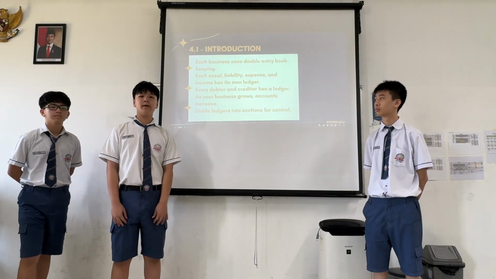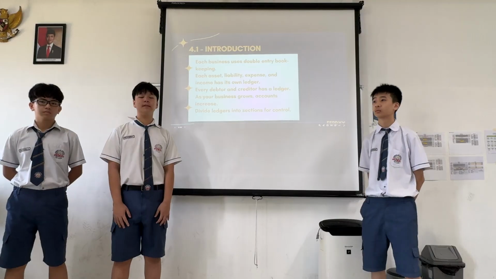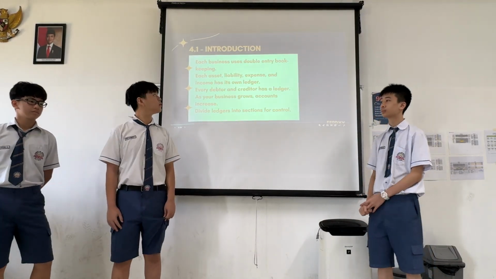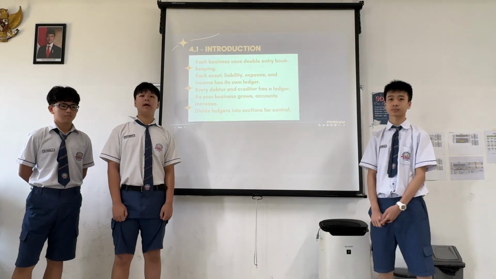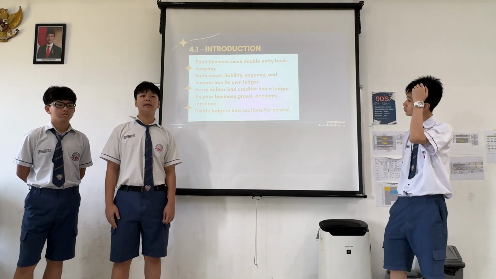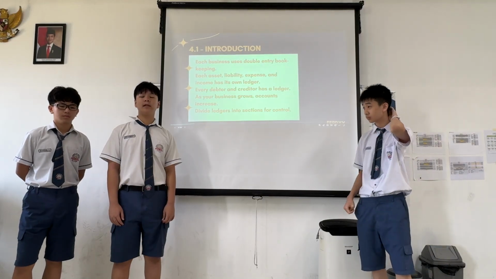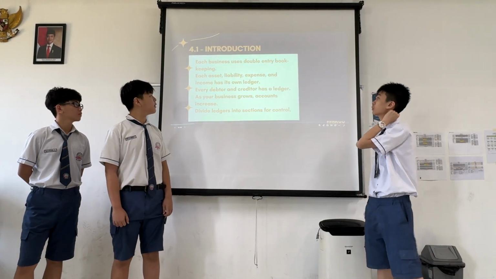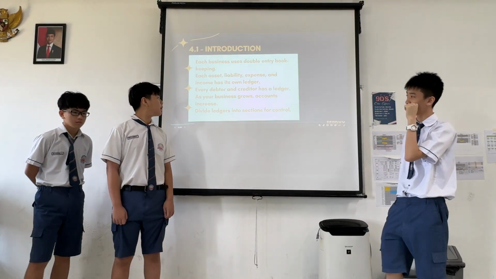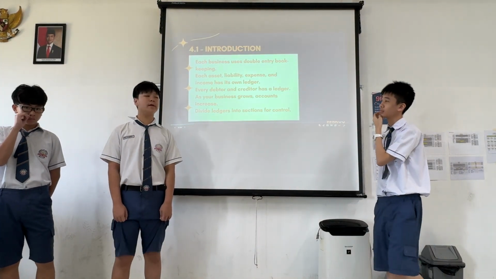So for 4.1, each business uses a double entry bookkeeping system. Each asset, liability, expense, and income has its own ledger. Each debtor and creditor has a ledger. As your business grows, accounts increase. Divide ledgers into sections for further control.